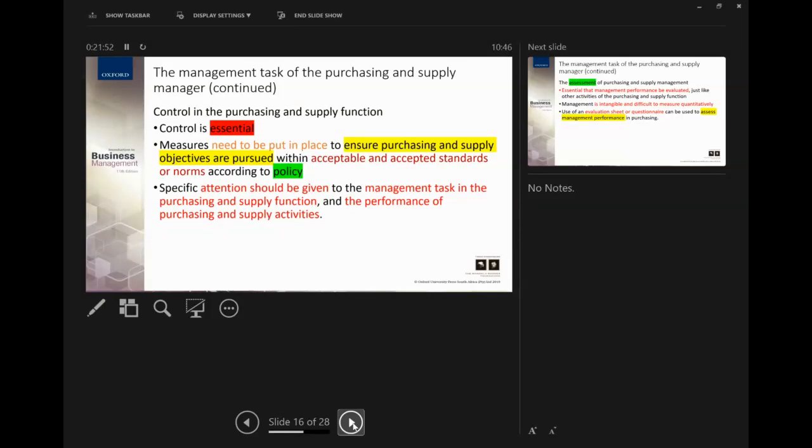Then secondly, the other thing that she brought up was ensuring that we have the right quantity of whatever materials we are looking to acquire. Here it says measures need to be put in place to ensure purchasing and supply objectives are pursued. Somebody needs to ensure that whatever the objective of the purchase was, it is being fulfilled with applicable and accepted standards or norms according to the policy. We need to have a structured policy.